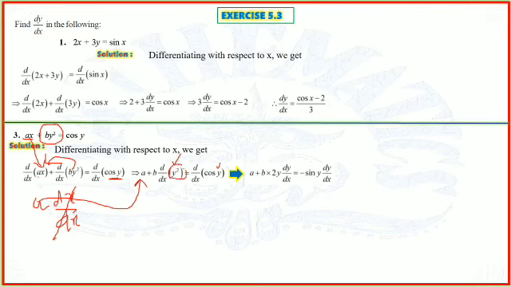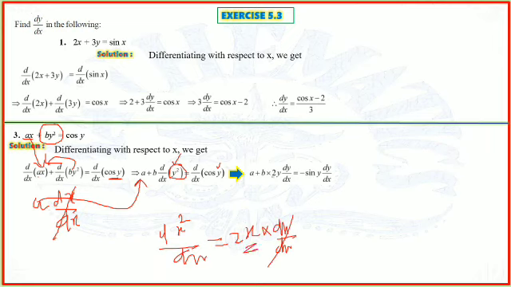Now y square will be treated like what we were doing with x square: d over dx of x square is 2x into dx upon dx. In that case this term was cancelling and we have only 2x. But in case of y square, it will be 2y dy upon dx, that only we have written here, and it is equal to the differentiation of cos y with respect to x.